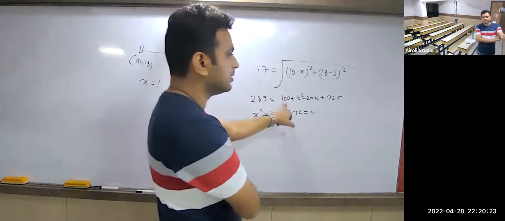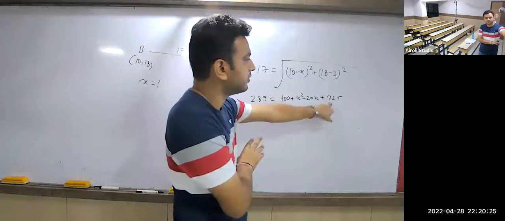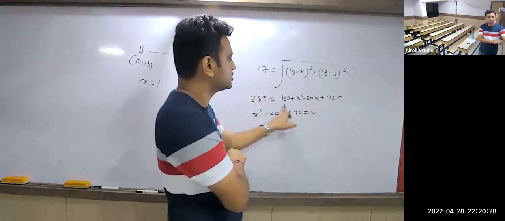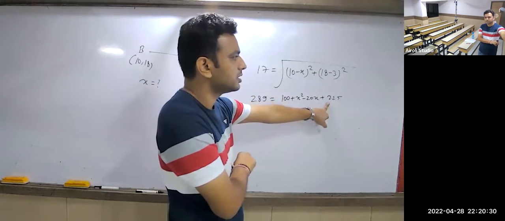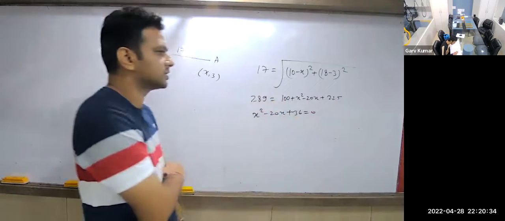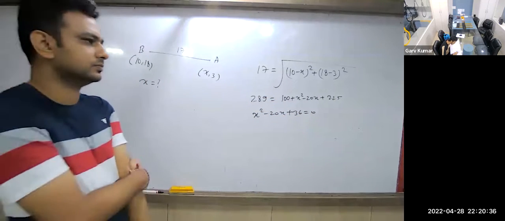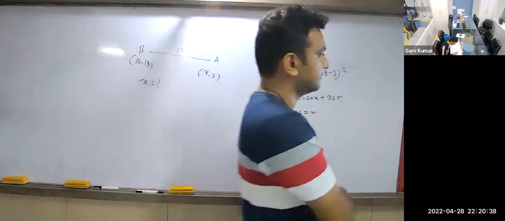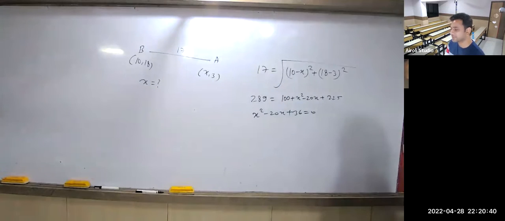Here, this will be 100 and this is 225. 15 square is 225. So this will be 325. Okay. And width is here. Okay, yes. Doing. Still doing.